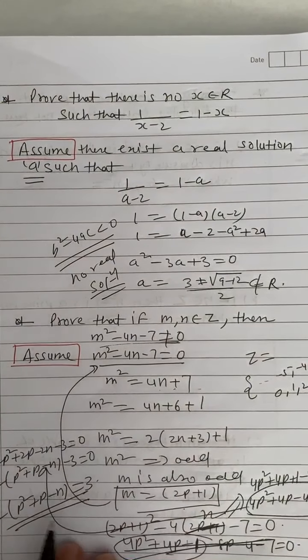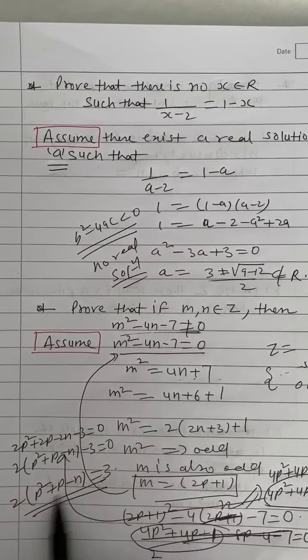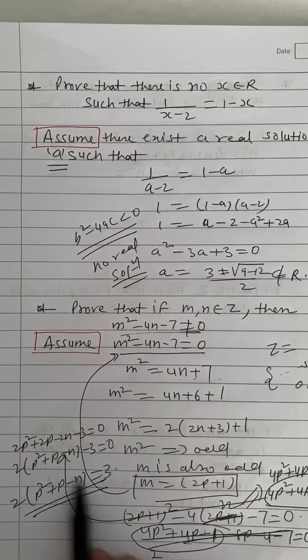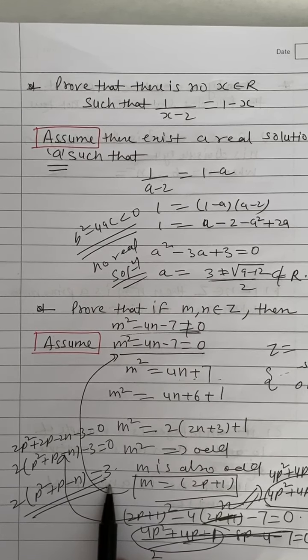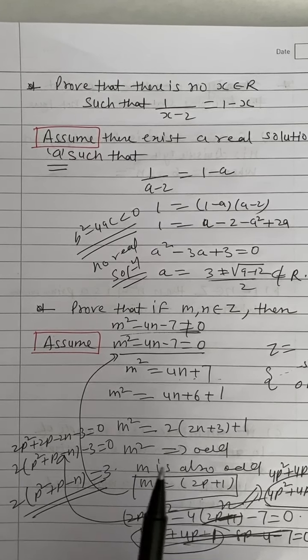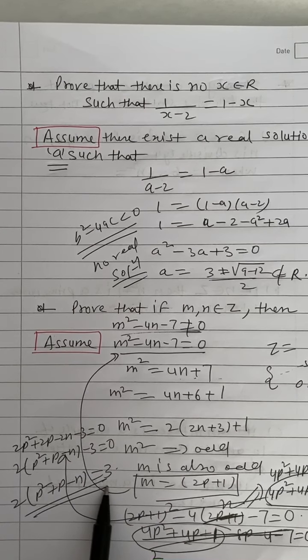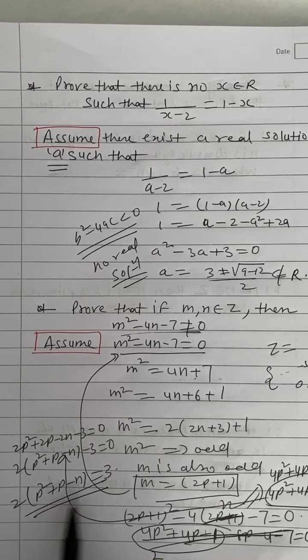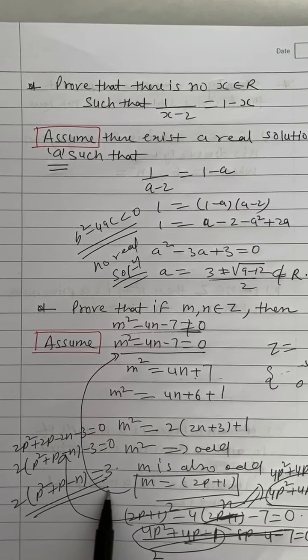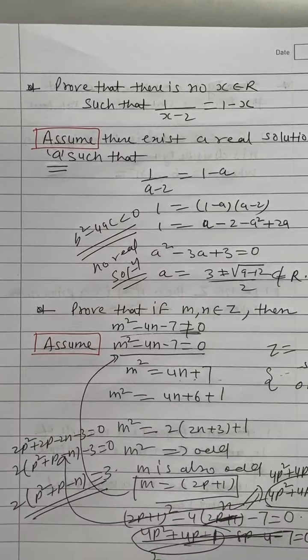Now this is not possible. You cannot have 2 times something equal to 3, because the left hand side is an even number and the right hand side is an odd number. So an even number cannot be equal to an odd number, which means, by contradicting the statement, starting with m squared minus 4n minus 7 is equal to 0, we reach the conclusion that an even number is equal to an odd number, which is not true. Which means m squared minus 4n minus 7 is not equal to 0.